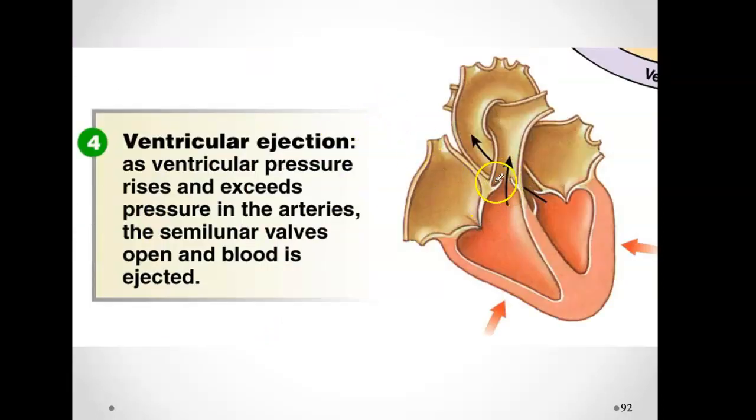Now that pressure has been high enough so that ejection is occurring, so we're calling it ventricular ejection. As ventricular pressure rises and exceeds the pressure in the arteries downstream, these semilunar valves open and blood is ejected.